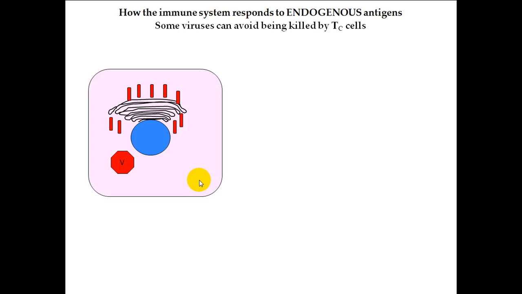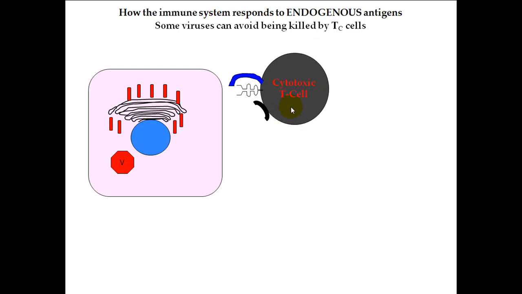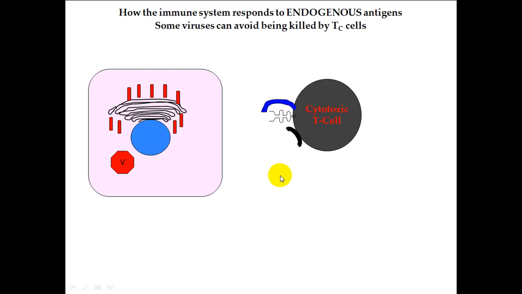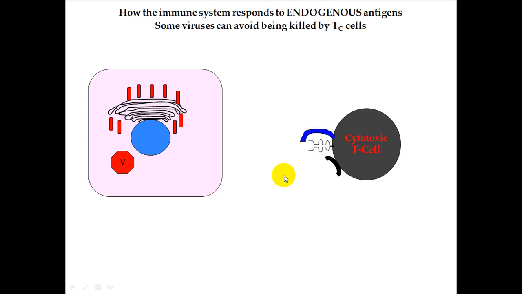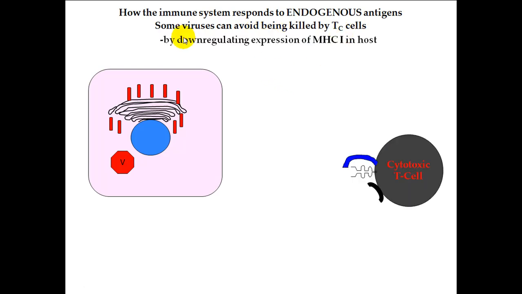And because this cell now is lacking MHC1 molecules, it has no way of flagging down a cytotoxic T cell to come kill it. Right? So if a cytotoxic T cell does happen to be in the neighborhood, it has no way of knowing that this cell is in trouble, because again, the virus has stopped this cell from making MHC1 molecules that would flag down the cytotoxic T cell. So again, it's pretty clever. So we're saying here that some viruses can avoid being killed by cytotoxic T cells. The way they do that is by downregulating the expression of those MHC1 molecules in the host cell. So again, that's really clever from the virus's point of view, and it's really diabolical, and it might worry you.